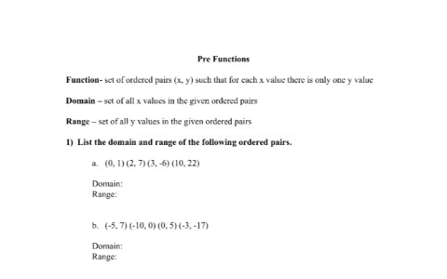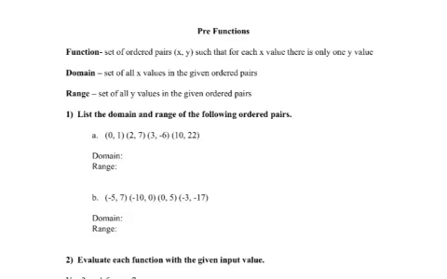Domain, if I ask you to find the domain, it's the set of only the x values in the ordered pairs. And if I ask you to find the range, it's only the y values in the ordered pairs. So these first few examples are going to be quite easy because you literally just have to list your x values for your domain and your y values for your range. So the domain of set A would literally be only my x values, 0, 2, 3, and 10. For the range, my y values are 1, 7, -6, and 22.